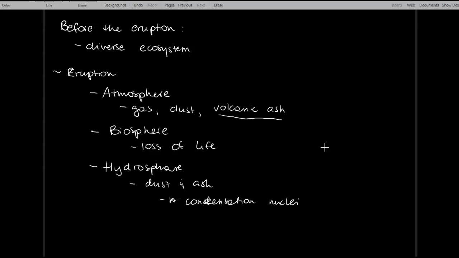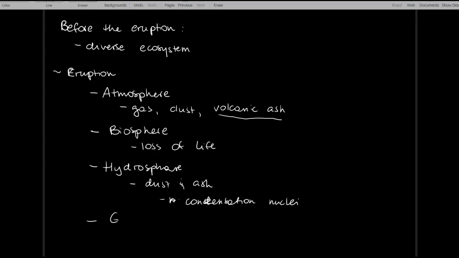And what condensation nuclei is, is a particle that's present in the atmosphere that water can condense around, forming water droplets, right? So after a massive eruption, we can actually see an increase in rainfall because we have that condensation nuclei there to start those water droplets forming.